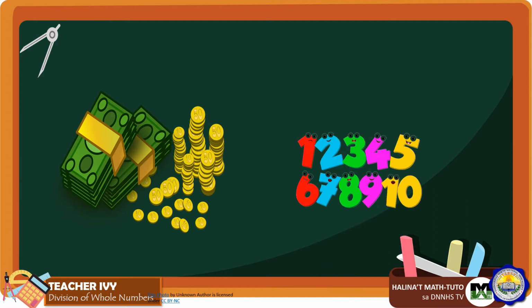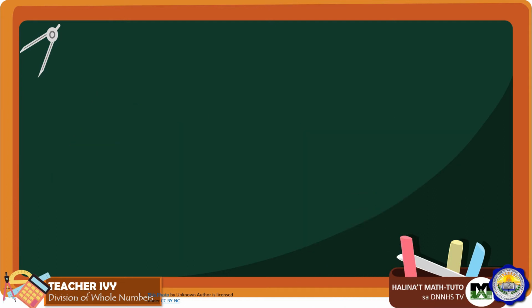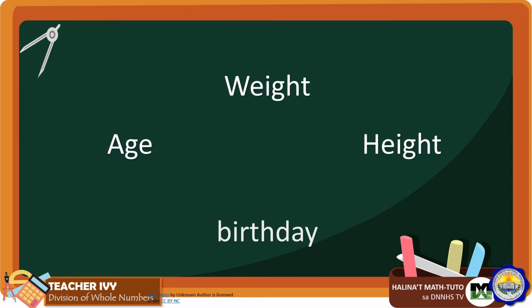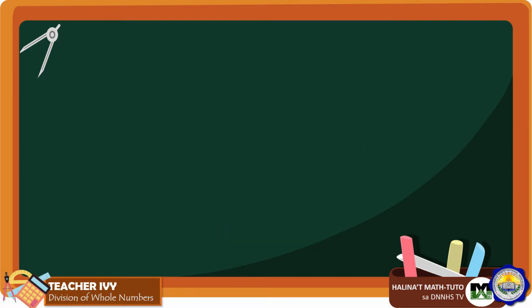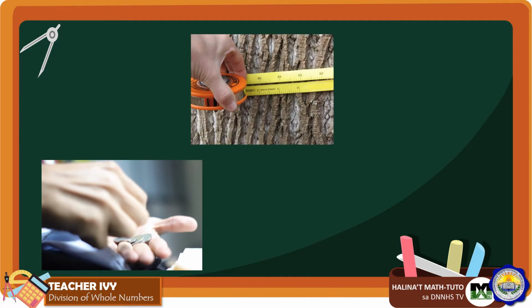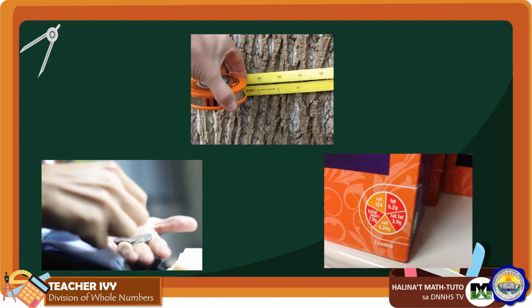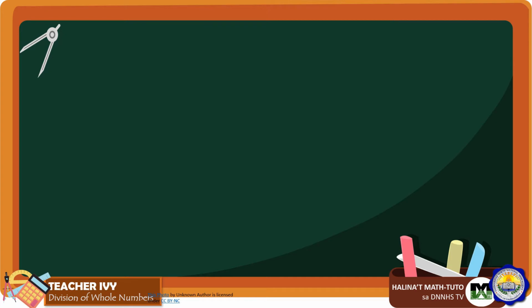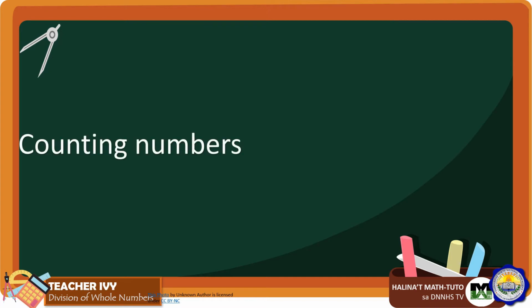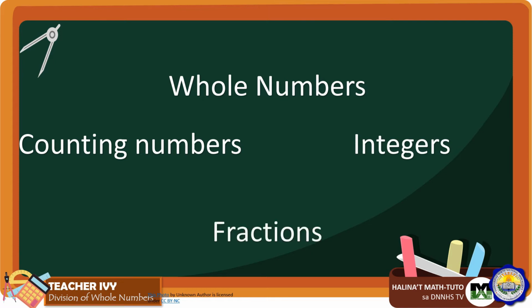We value money, so numbers too. We are surrounded with numbers: your age, weight, height, your birthday, and so on. Numbers are used to count, measure, and label. Numbers have different sets such as counting numbers, whole numbers, integers, fractions, and so on.